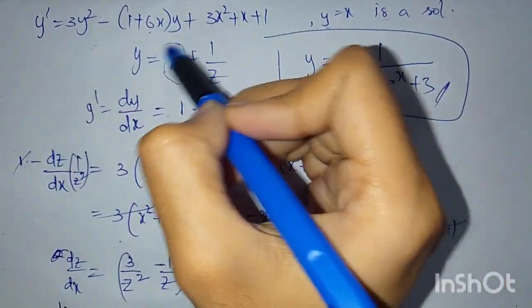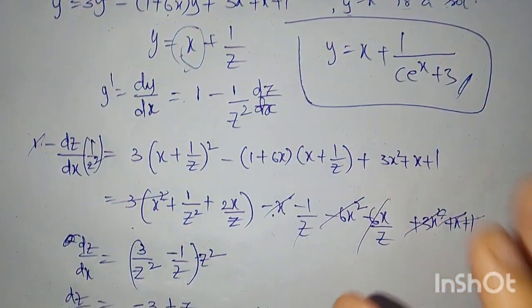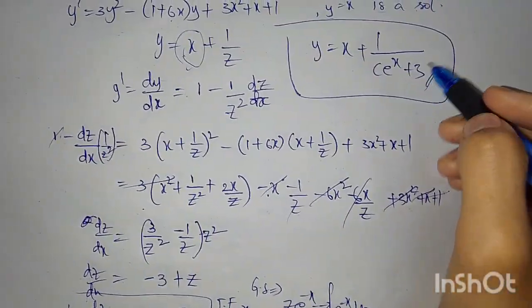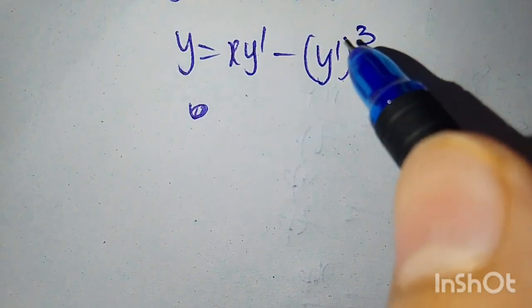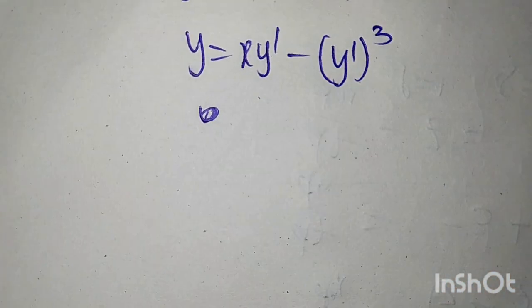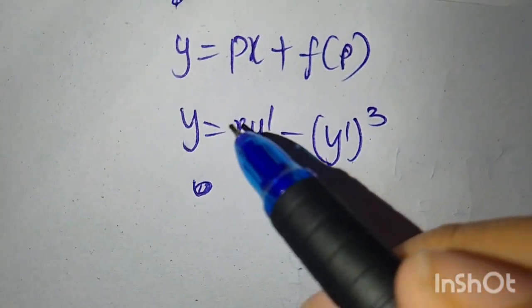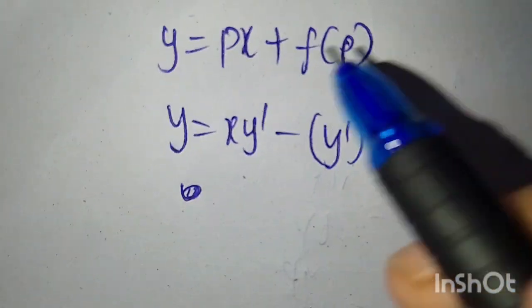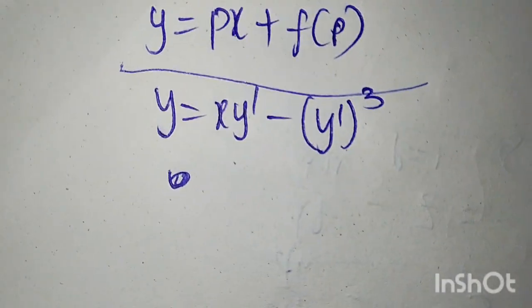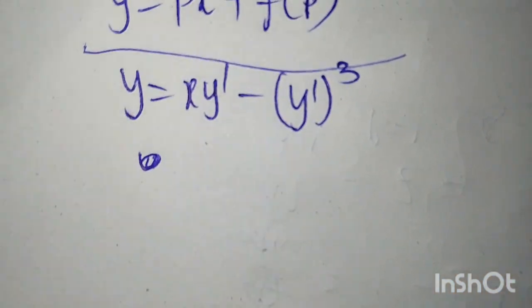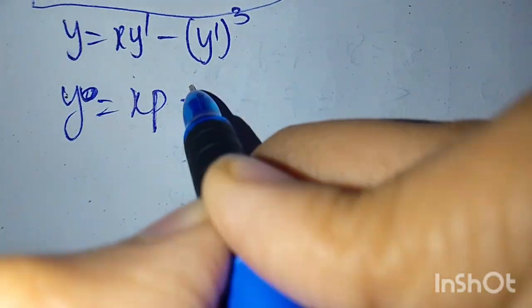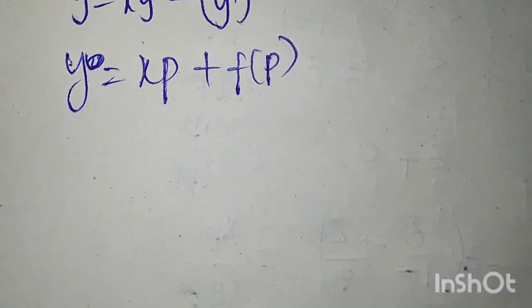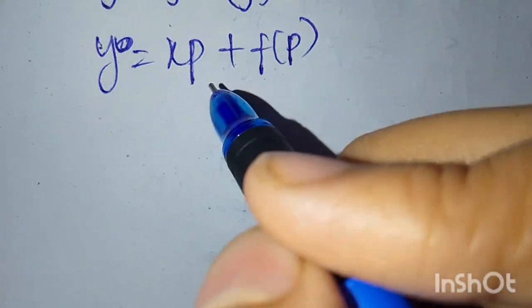So see, y is equal to x y dash minus y dash cube. I already told you, wherever y dash is there like this, you can think of Clairaut's equation, which is y is equal to px plus f of p, where p is y dash. P is nothing but y dash. So see here, I can write it as y is equal to xp plus f of p. Okay, so first for Clairaut's we have general solution and particular solution. General solution is nothing but just put c in place of p, that's it. So y is equal to cx minus c cube.